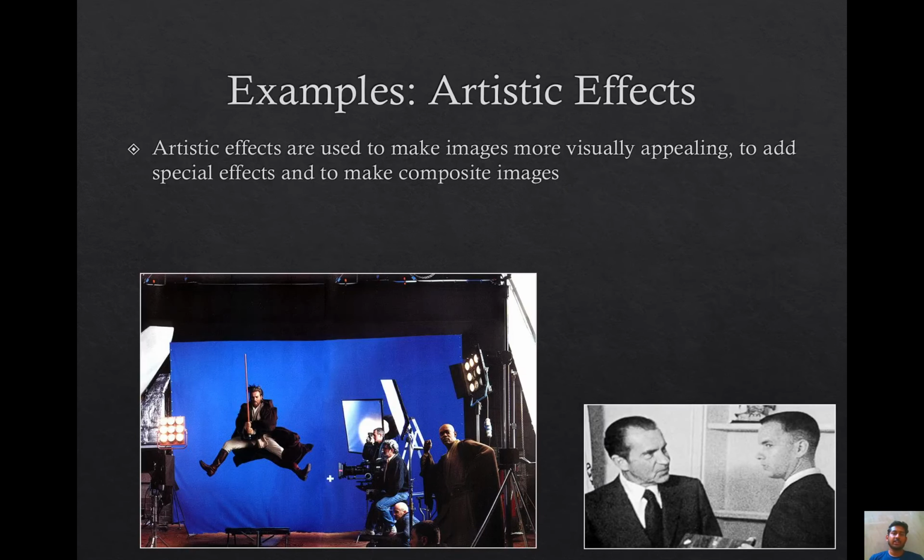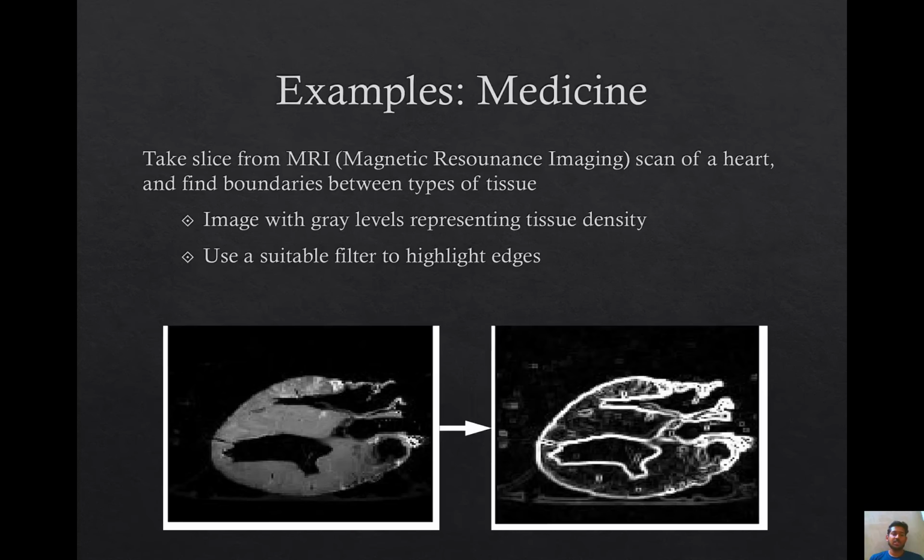Examples in artistic effects. Artistic effects are used to make images more visually appealing, to add special effects, and to make composite images. In medicine, take a slice from an MRI, magnetic resonance imaging, scan of a heart, and find boundaries between types of tissue. An image with gray levels representing tissue density. Use a suitable filter to highlight edges.